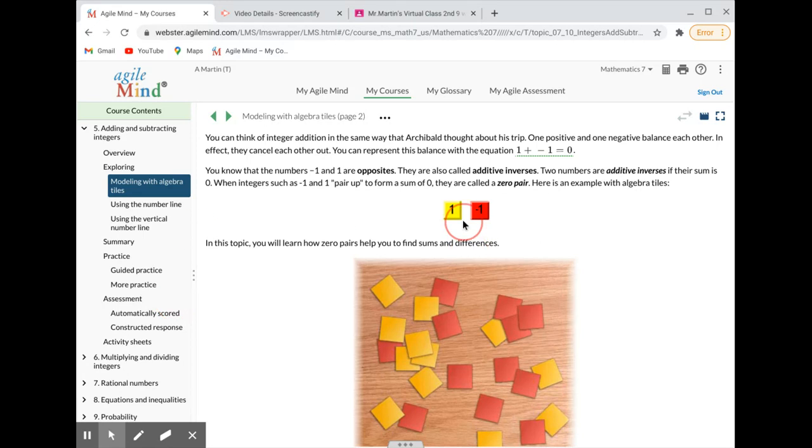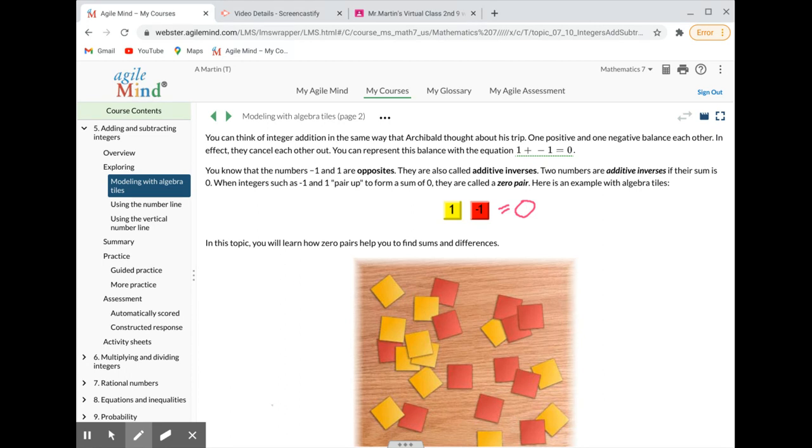Thank you. So looking at this, 1 and negative 1, they do what to each other? They cancel each other out. They cancel each other out. So this makes 0. All right? Does that make sense to everybody? Yes, sir. So if you have one yellow and one red, that equals what? 0. Because that's having +1, -1. So if Levi gives me $1 and then I give him the dollar back, I don't have any money. I'm still stuck at 0.